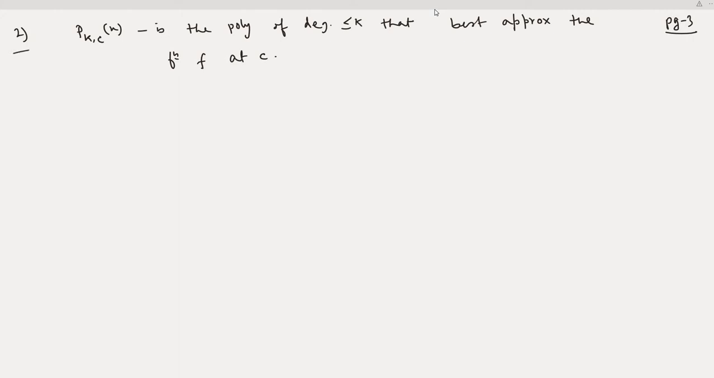So P_{K,C} at X is the polynomial of degree less than or equal to K that best approximates the function F at C, okay. And to justify this statement 2, we have the theorem below.